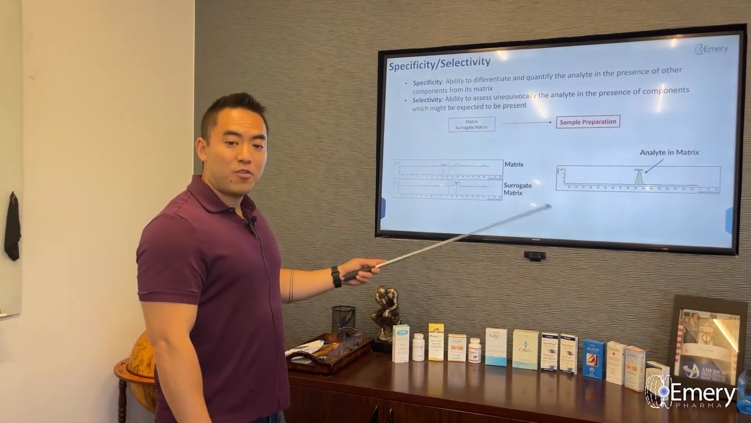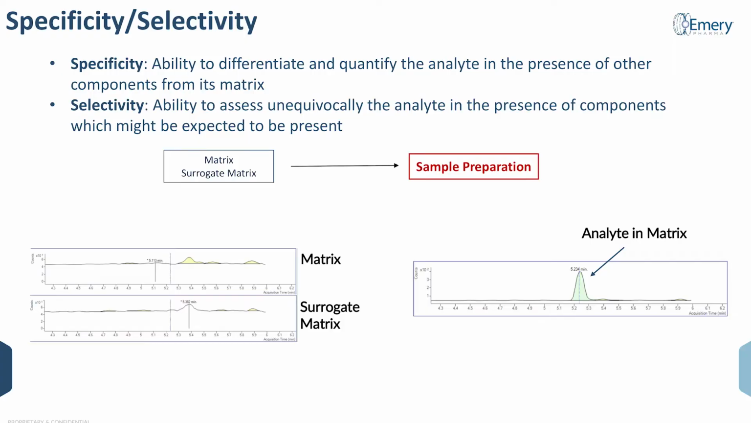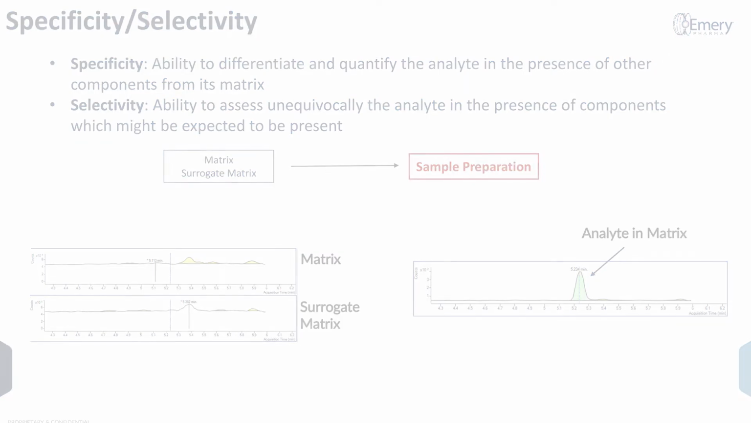Here's a representative chromatogram of what you would be looking for. So here we see our analyte in matrix. You can see a nice big peak there at about 5 minutes. Now when we look at our biological matrix or the surrogate matrix that we're using, we see the absence of a peak at that same retention time. Again, giving us the confidence that our method is both specific and selective for this analyte of interest.